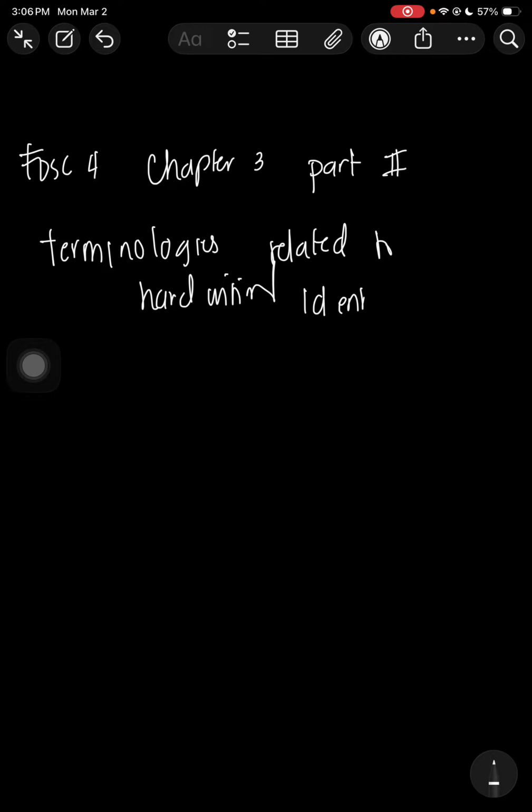Writing, identification, and examination. First, we have the alignment.